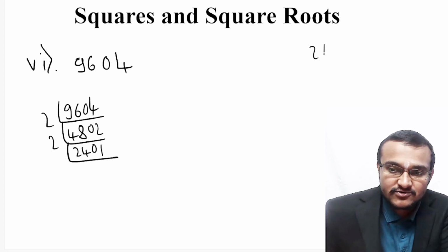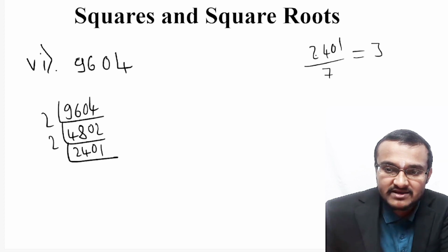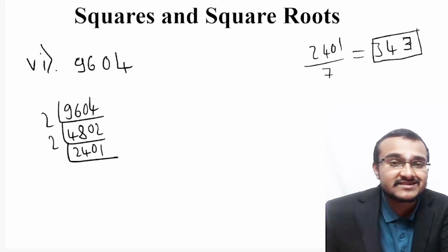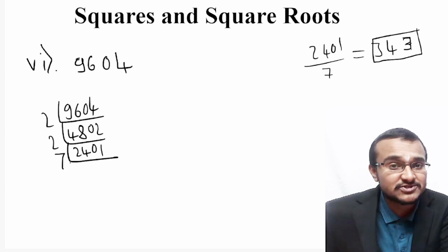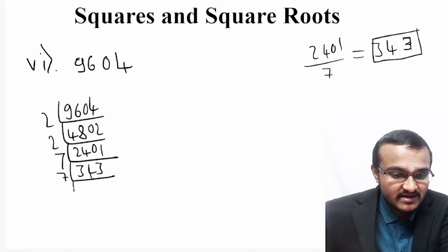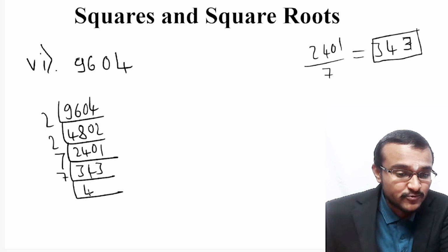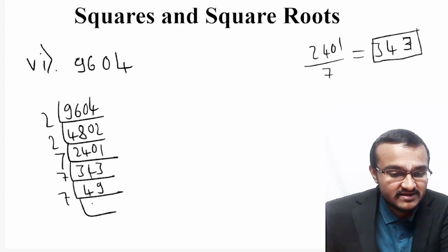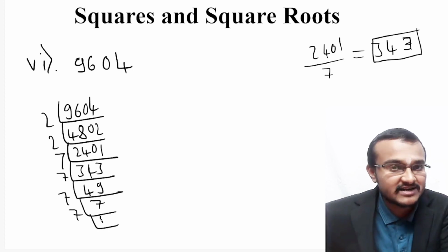So let us see whether 2401 will be divided by 7 or not. 7 3s are 21, 30 will be there. 7 4s are 28, 2 will be remaining, 21. 7 3s are 21. So when you divide 2401 by 7, you will get 343. Because 7 is also a prime number. Again, if you divide this by 7, then 7 4s are 28, 63 is there, 7 9s are 63. Again if you use 7, it will be 7 7s, so finally you'll get 1.